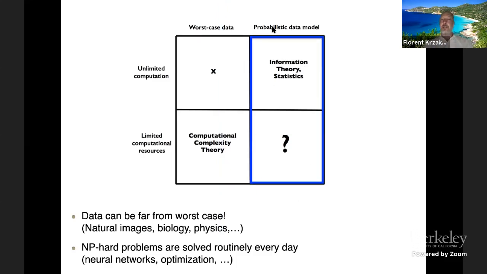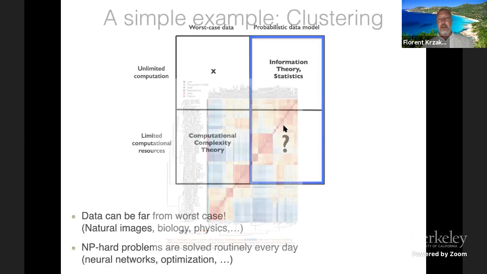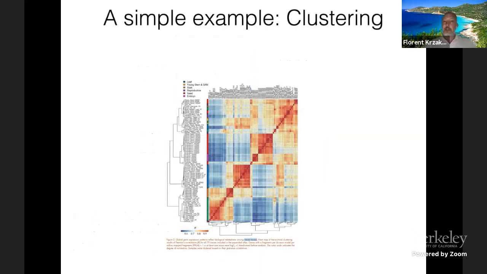So if you have a probabilistic data model, how hard is it to learn something from it? If you have unlimited computation, that's a really information-theoretic way to learn. And how can you do it if you have limited computational resources, let's say a low polynomial algorithm? All right, so a good example is the following one, clustering.